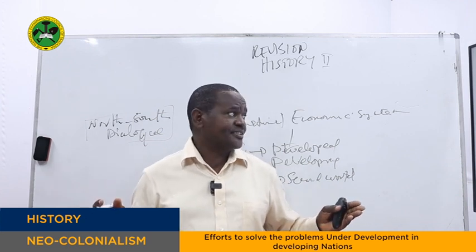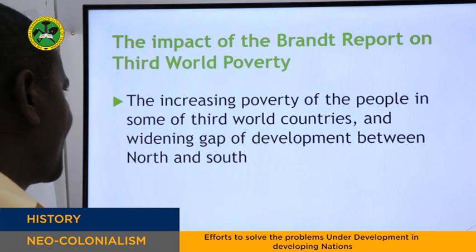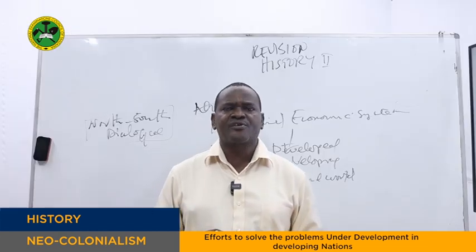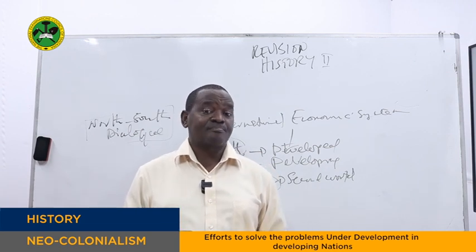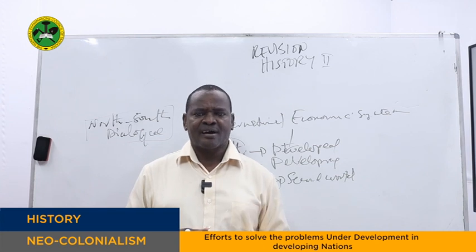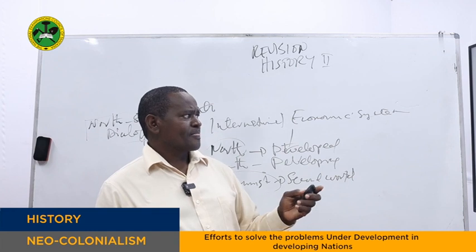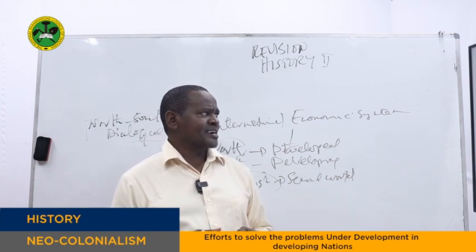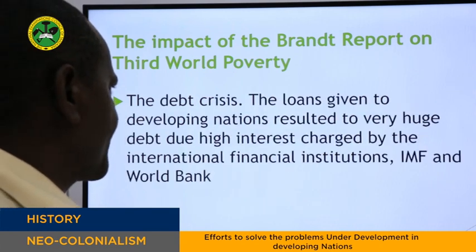So for that case, we can say there was increasing poverty of the people of the third world countries and the widening gap of development between the north and the south. In fact, instead of helping the third world countries, as reporters suggested, the third world countries have been much intimidated by the relations proposed by the Brandt report. So as a result of that Brandt report on third world poverty, there was increasing poverty of the southern countries.